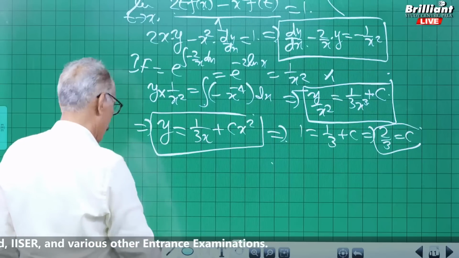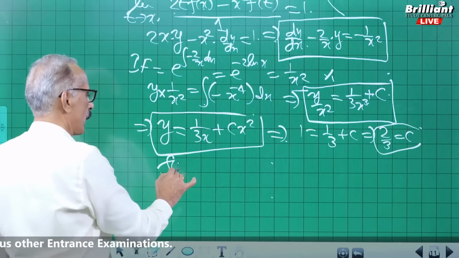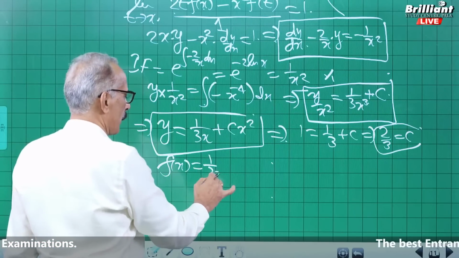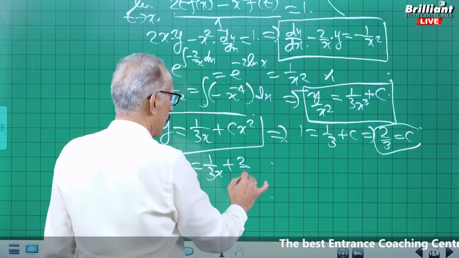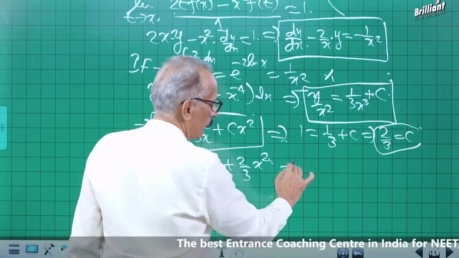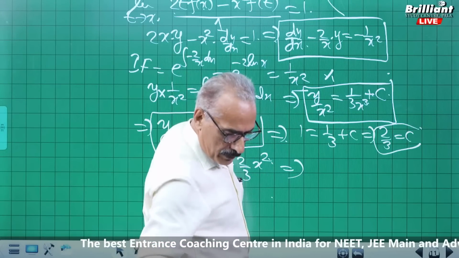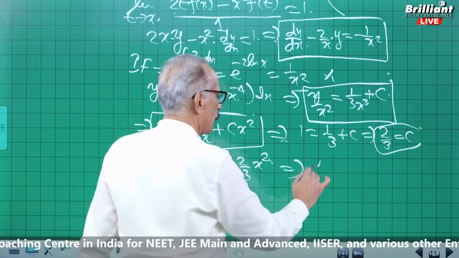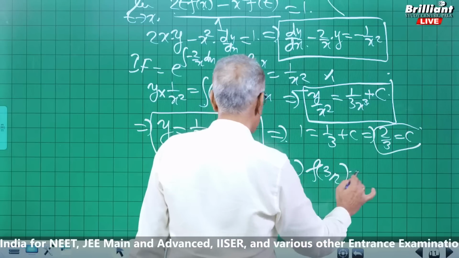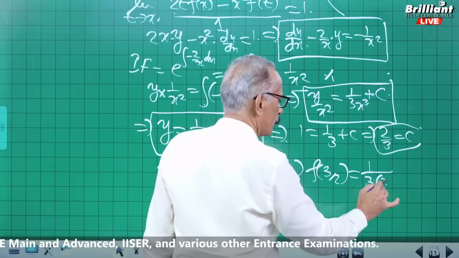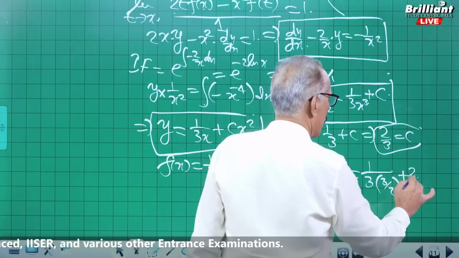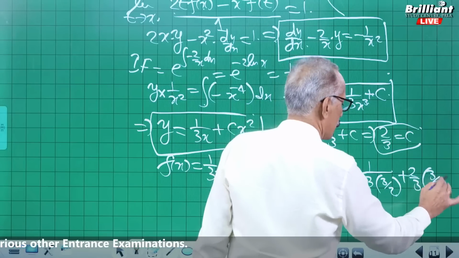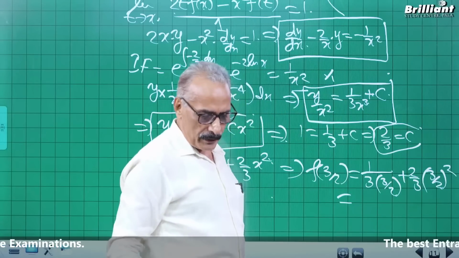You got your f of x. That is, f of x is equal to 1 by 3x plus 2 by 3 into x square. And you can find out your question is f of 3 by 2. So f of 3 by 2 is 1 divided by 3 into 3 by 2 plus 2 by 3 into 3 by 2 the whole square. You please calculate, you get the answer.